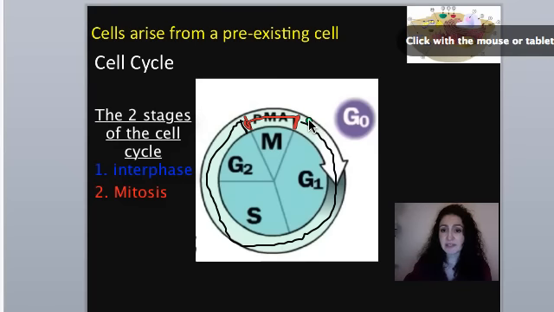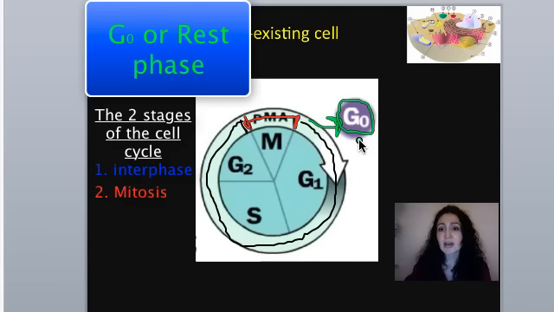There are some cells that actually exit the cell cycle and go into a resting phase, which is the G0 phase. In the G0 phase, they are not actively growing, they're not actively synthesizing their DNA or undergoing cell division. So there are some cells that exit the cell cycle and go into G0. So those are the phases of the cell cycle.